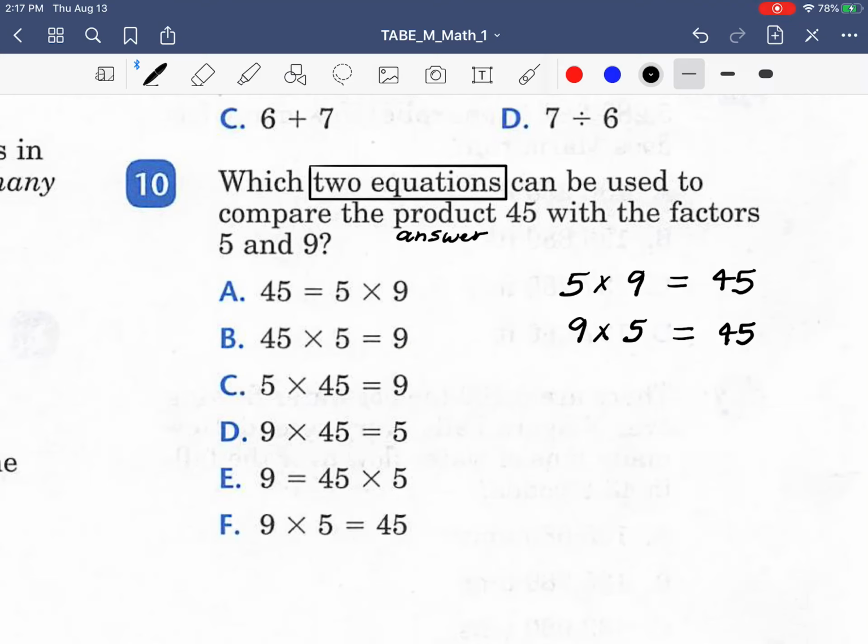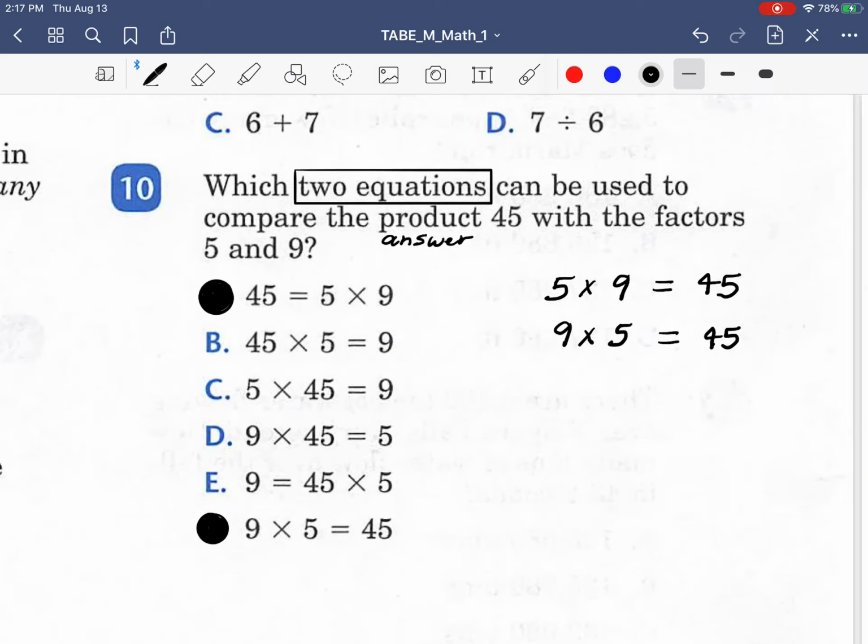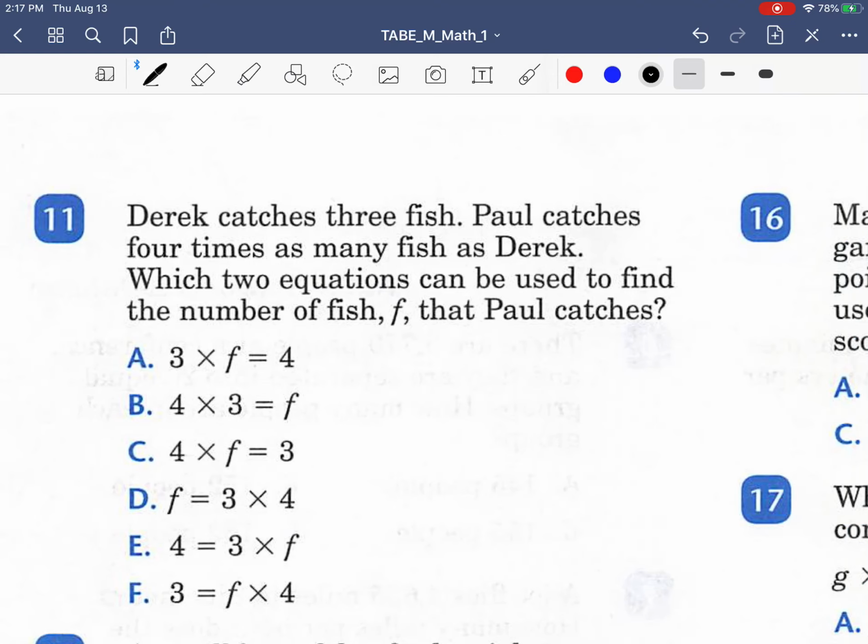And if you notice, they're the only two that equal 45. One of them is A and one of them is F. The others equal something else. But the product means that the answer is 45. So the answers for number 10 are A and F. Number 11.